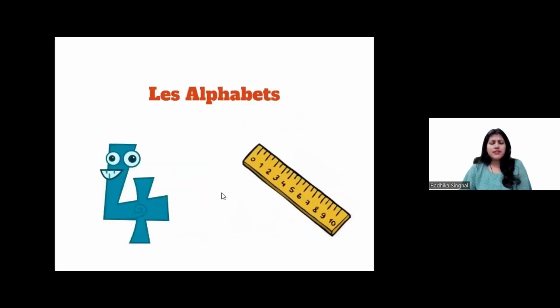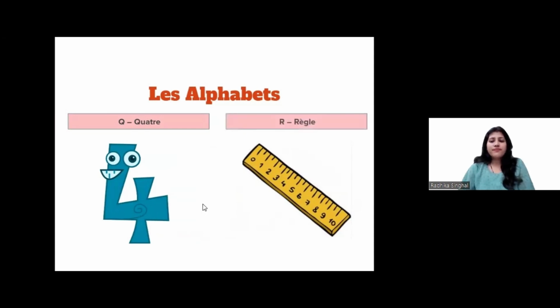The next two images, this is a number, and that another one you know is a ruler right here, which are from the letters Q and R. Quatre. Number 4 in French is quatre. Then règle. Règle.